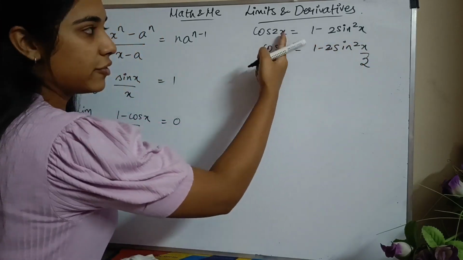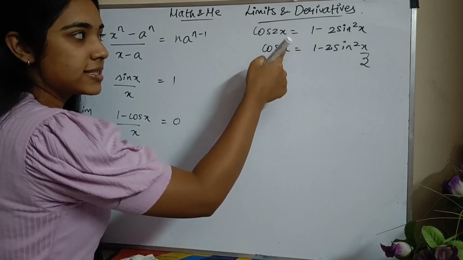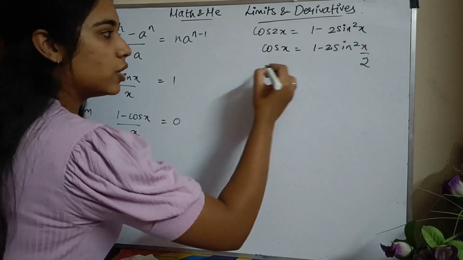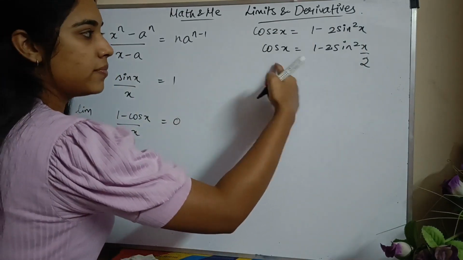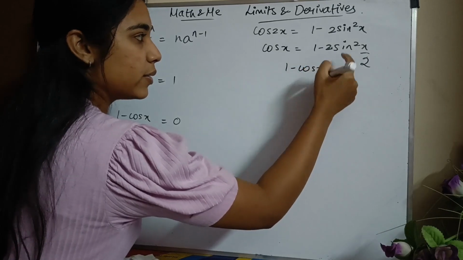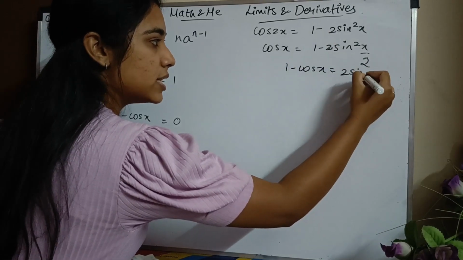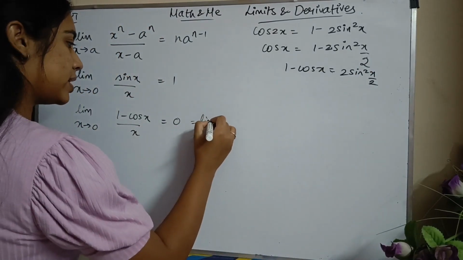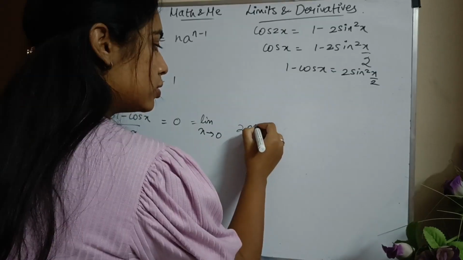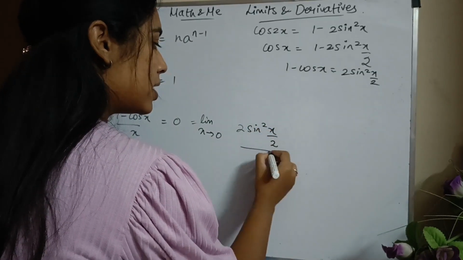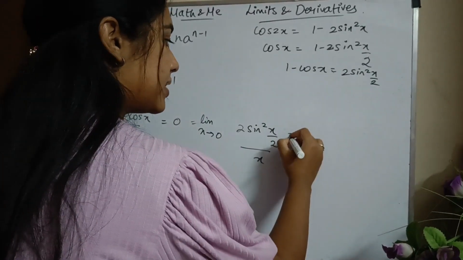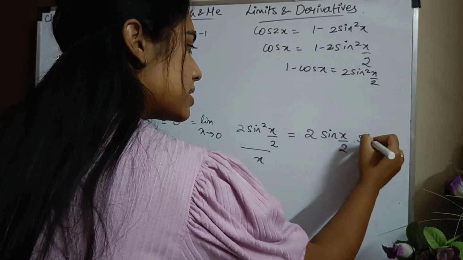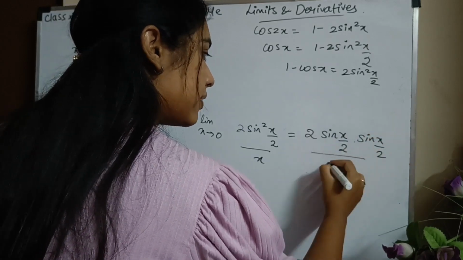If you're changing the coefficient to be just x, you divide by 2 here as well, so I'll have x divided by 2. I'll substitute this here. So I have 1 minus cos x equals, bringing this to the other side, 2 sine square x by 2. This can also be written as limit x tends to 0 of 2 sine square x by 2 divided by x. I'm going to write this as 2 times sine x by 2 times sine x by 2, the whole divided by x.